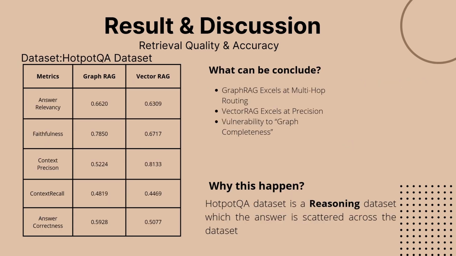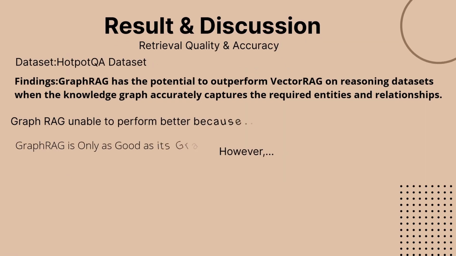This is another dataset, HotpotQA. You can see the GraphRAG excels in multi-hop reasoning, and it performs better than VectorRAG in this dataset. You can see the accuracy in the answer correctness is much higher than the VectorRAG. However, the GraphRAG is still vulnerable to graph incompleteness. We found that GraphRAG has the potential to outperform VectorRAG on reasoning datasets only when the knowledge graph accurately captures the required entities and relationships. The GraphRAG is only as good as its graph.